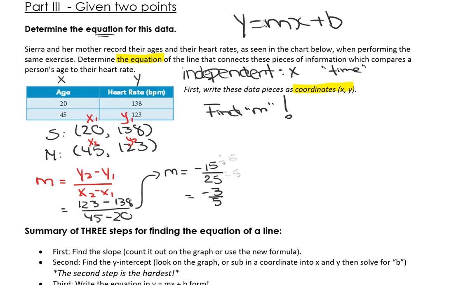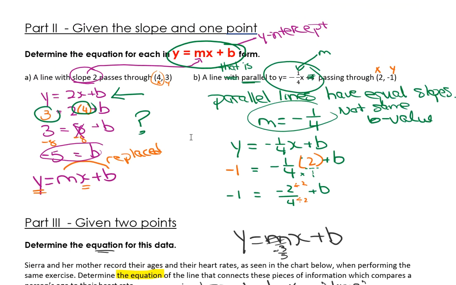So up in this equation way up here, I now have a value for m. My m is negative 3/5. So remember the m, we swap that out with a number. And the b, we also need to replace with a number. So how do I find b? We did b up here in these previous questions. How do we find b?